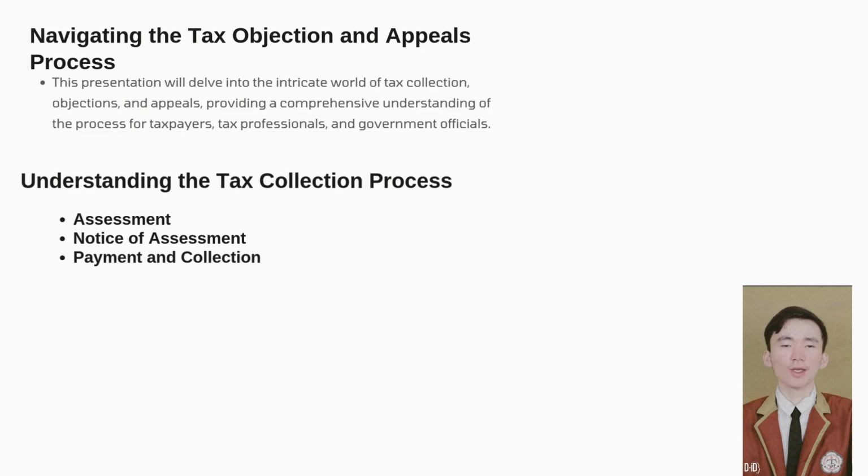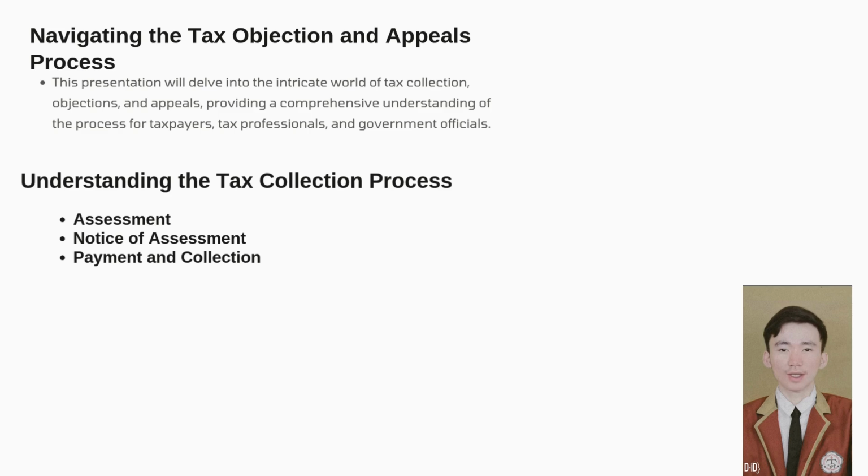Navigating the tax objection and appeals process. This presentation will delve into the intricate world of tax collection, objections, and appeals, providing a comprehensive understanding of the process for taxpayers, tax professionals, and government officials.